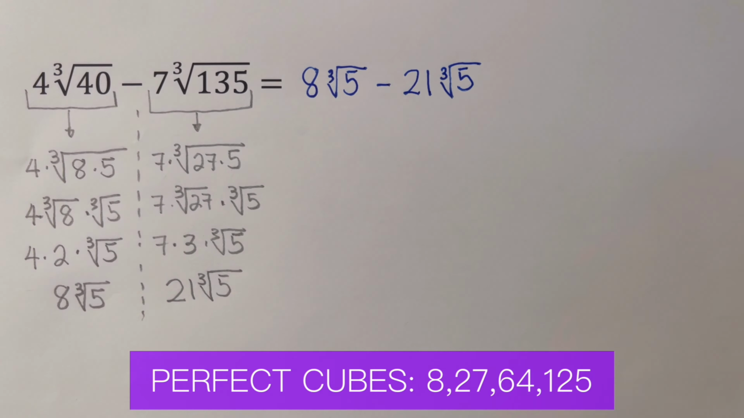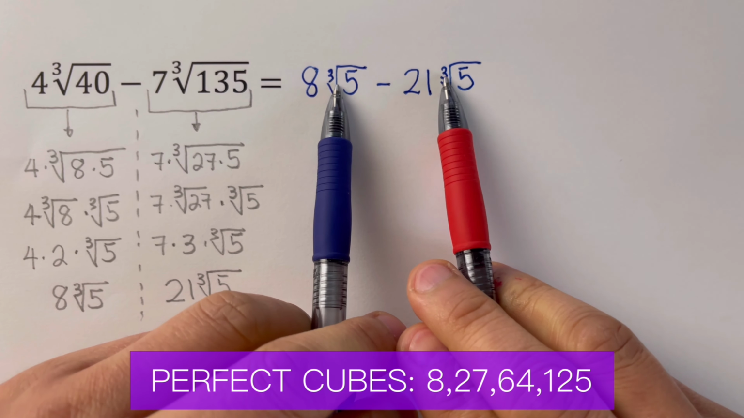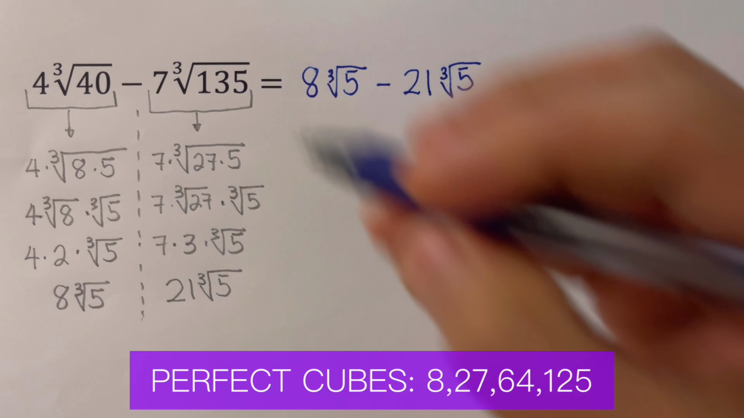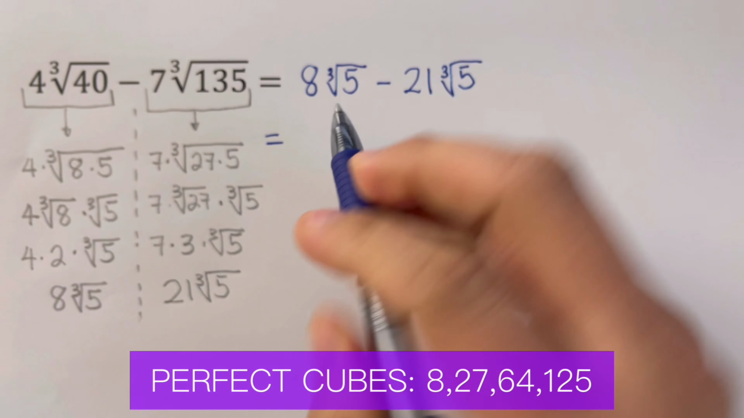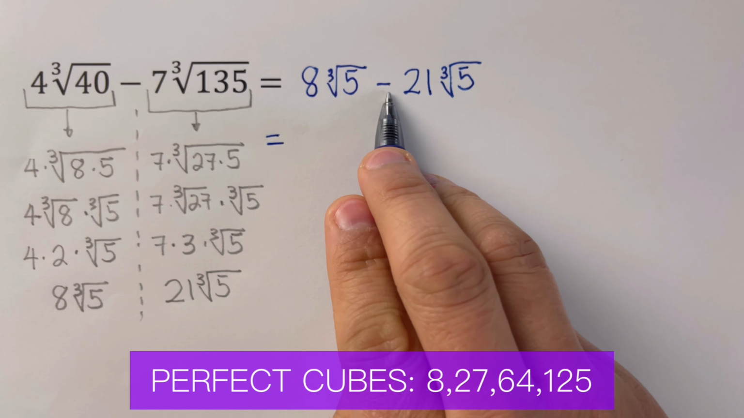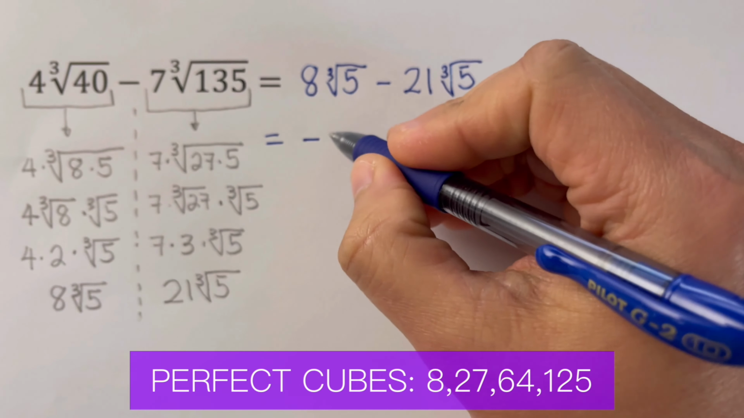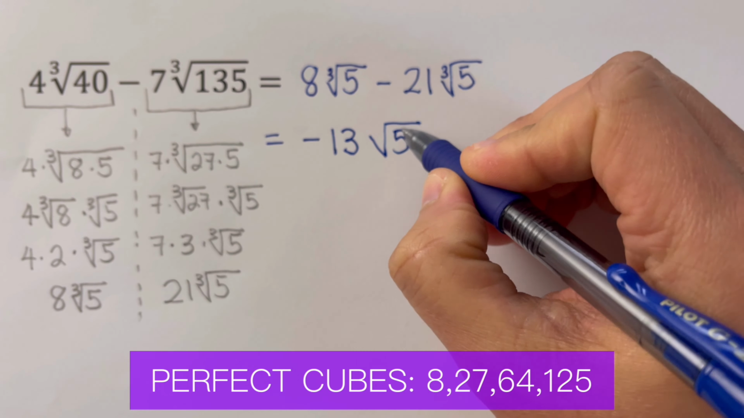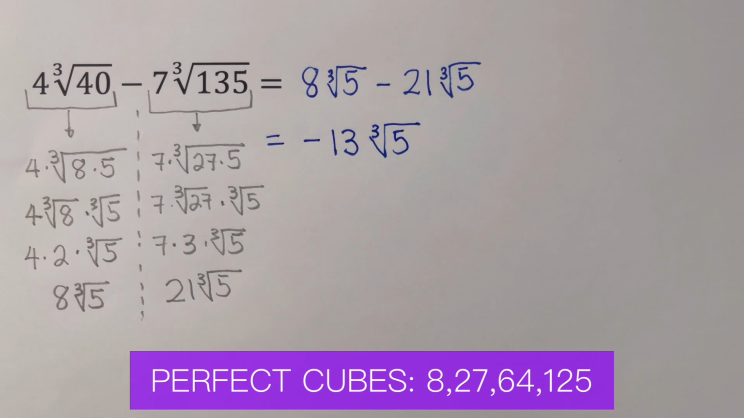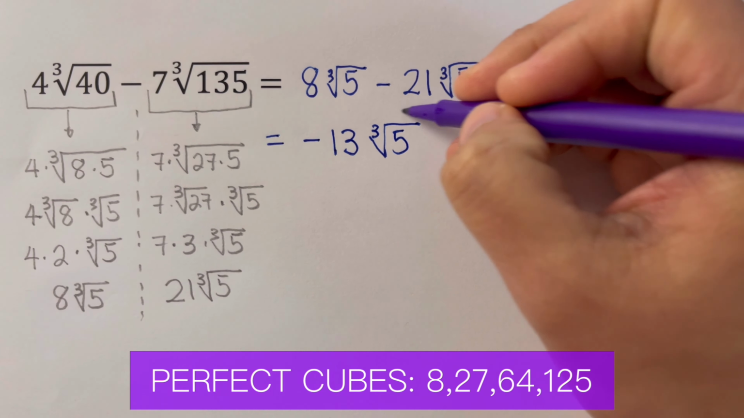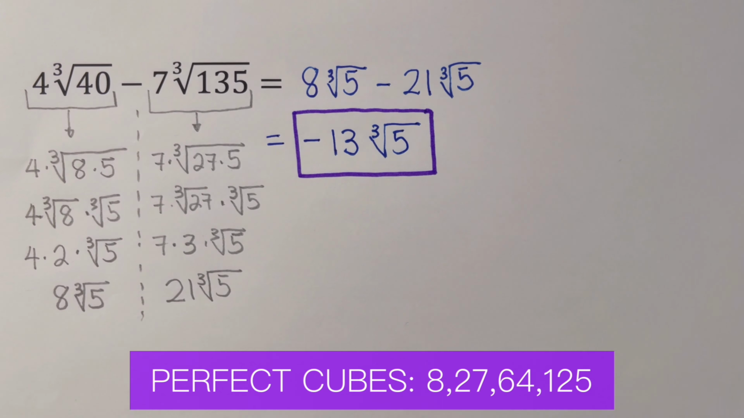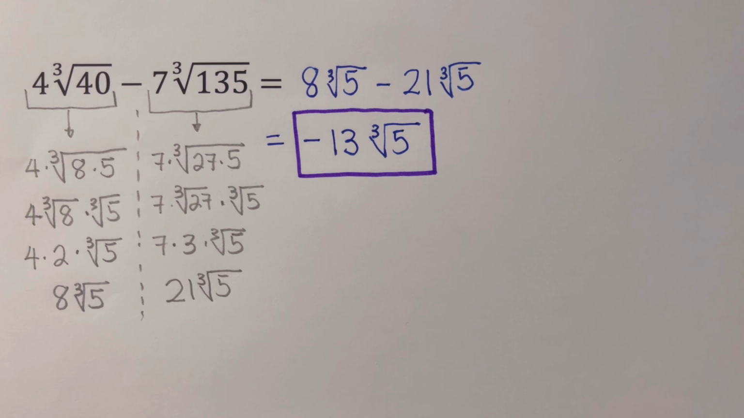And so we can see that their indices are the same and their radicands are the same, so we can go ahead and simplify this further. This will come out 8 minus 21 is negative 13, and we copy the cube root of 5. And so this is the difference between these two expressions that we have up there. Now let's move on to the next example.